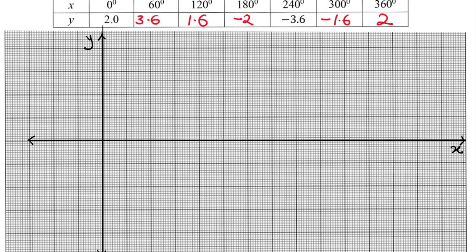We know that the origin is usually 0, right? Then the first one will be 60 degrees. The second will be 60 plus 60, which is 120 degrees. Then 120 plus 60 is 180 degrees. Then 180 plus 60 is 240 degrees. Then 240 plus 60 is 300 degrees. Then 300 plus 60 is going to be 360 degrees. So that's our x-axis.